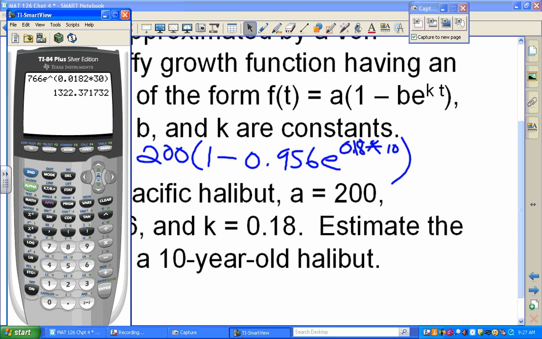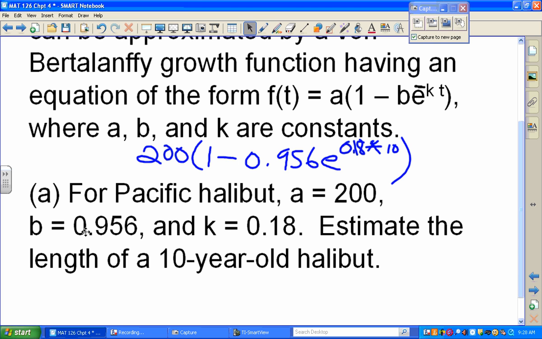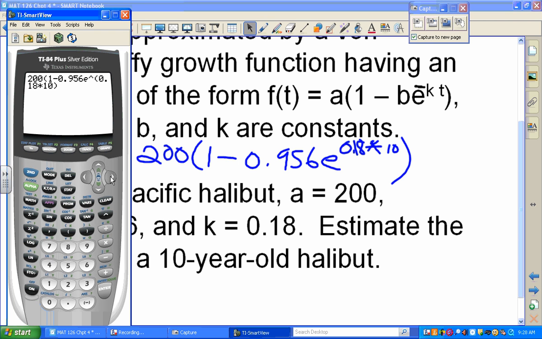So, let's give it a whirl. 200. Parentheses. 1 minus 0.956. Second, E. 0.18 times 10. What's a negative? I got, it's supposed to be negative K. Negative K in the problem? Yeah. Oh, negative sign, negative K. Like that? Interesting. They read the problem in the textbook. Why is it supposed to be negative? In the textbook, it says that. Yep. It does say that. Second, insert negative. I put in 2 negatives just to be safe. Delete. Enter.